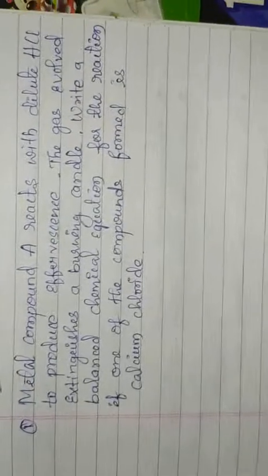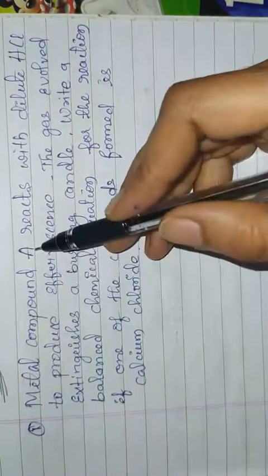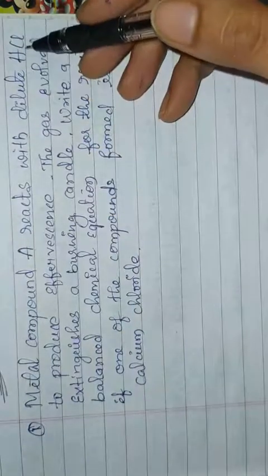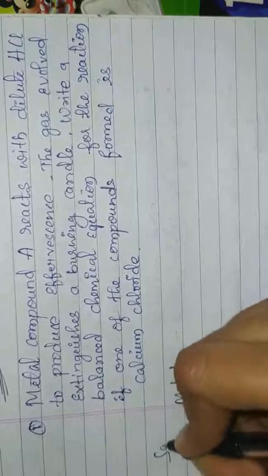So children, let us solve one example based on these chemical properties. Metal compound A reacts with dilute HCl. Let us see. We will write this.